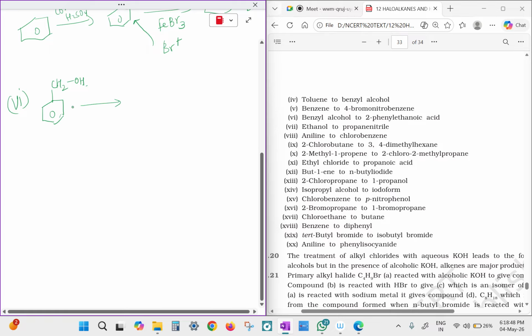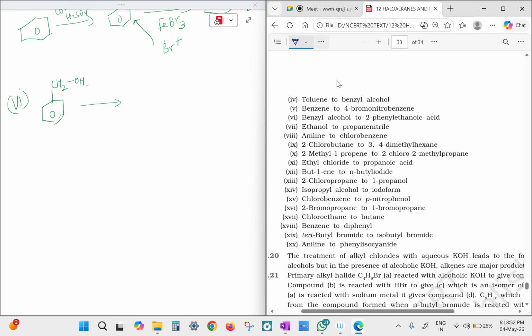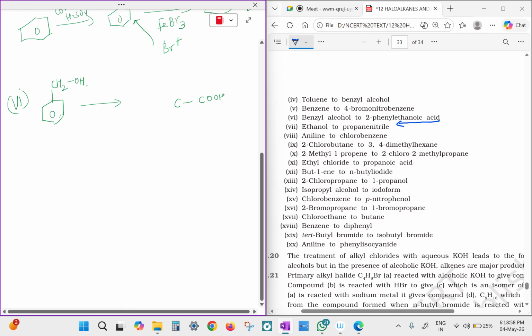Now this is benzyl alcohol to 2-phenyl ethanoic acid. So how to write the structure? Start from the last, ethanoic acid. So it is a 2-carbon carboxylic acid. This is first carbon, this is second. On the second position, we have got a benzene.